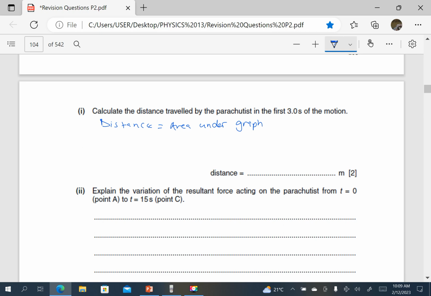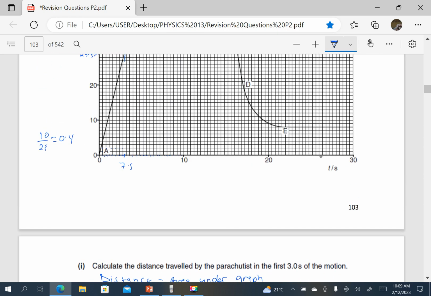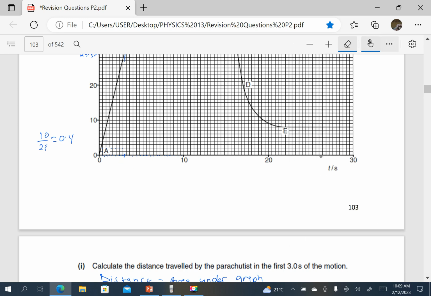Okay, so we are finding the area under the graph, which is a half times the base, which is 29.5 times, no, this is not 7.5, it is just 7.5 small squares, giving us 3. This is 3.